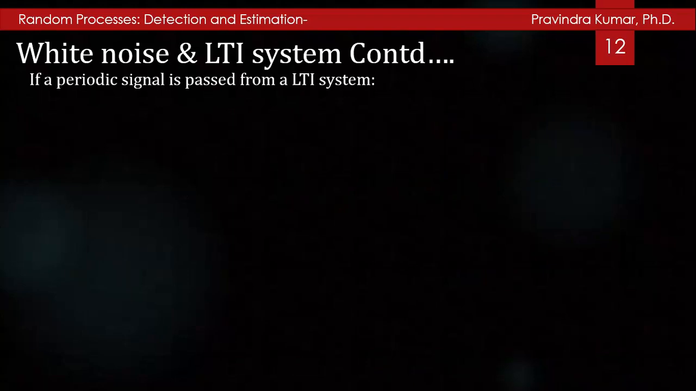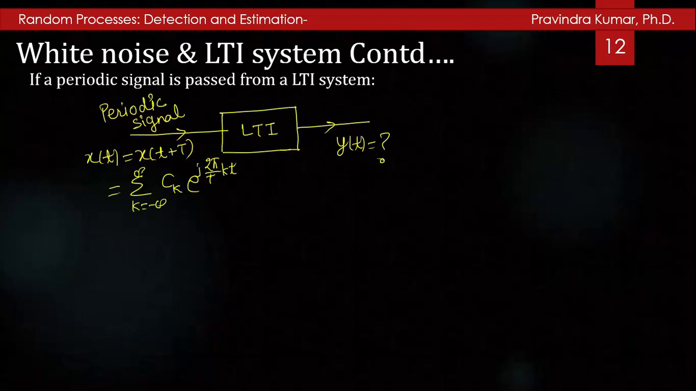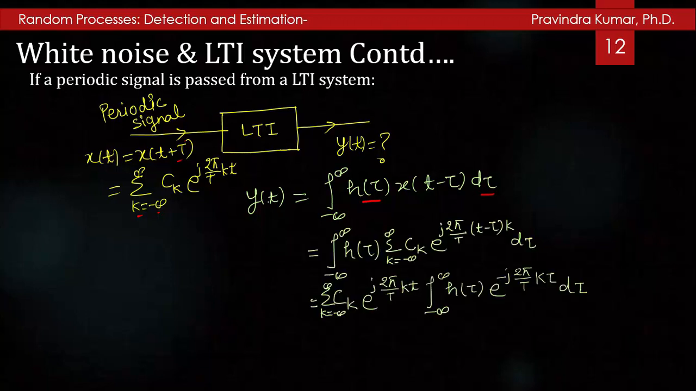Now if a periodic signal is passed through the LTI system, what will happen? This is the periodic signal applied to the LTI system. Periodic signal means x(t) is equal to x(t plus T), because T is the period of the signal, and I can represent it by the Fourier series as the sum over k from minus infinity to infinity of c_k e to the power j 2 pi by T kt. So what will be the output? You know the output will be the integral from minus infinity to infinity of h(tau) x(t minus tau) d tau from the previous slide. So you can write it as the integral of h(tau) times the summation over k of c_k e to the power j 2 pi by T k (t minus tau) d tau.